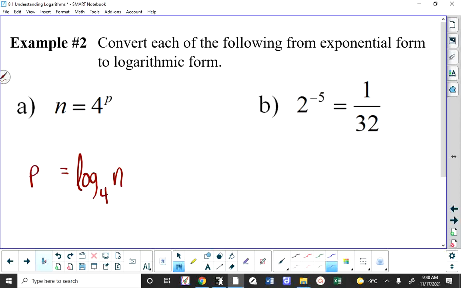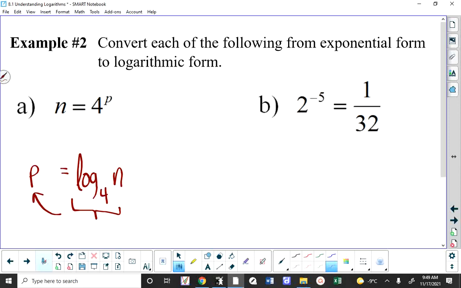And this is what I mean when I say a logarithm is an exponent. This logarithm is equal to p. And p is the exponent to which you raise 4 to get n. So the logarithm is always equal to the exponent. The exponent in the exponential function becomes what the logarithm is equal to in the logarithmic.